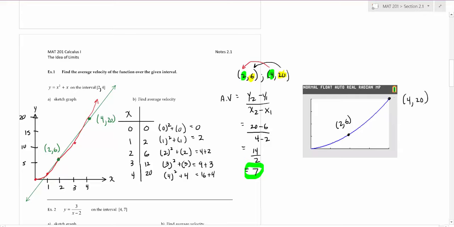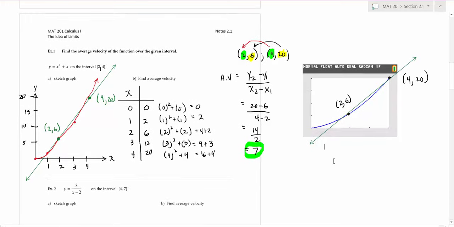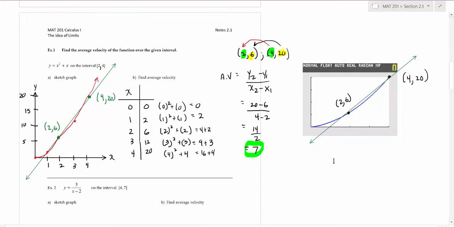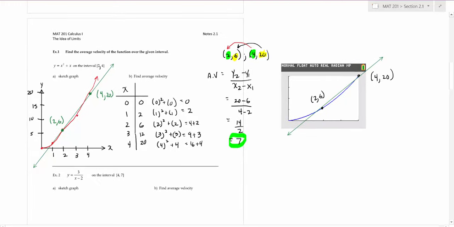Okay, and again, what you were doing is you were finding the slope of that secant line that goes through those 2 points like that. So that's the idea of what you're doing, is you're finding the slope of that secant line. Okay? All right, so that works out to be 7. Okay, now let's go to a next example here.